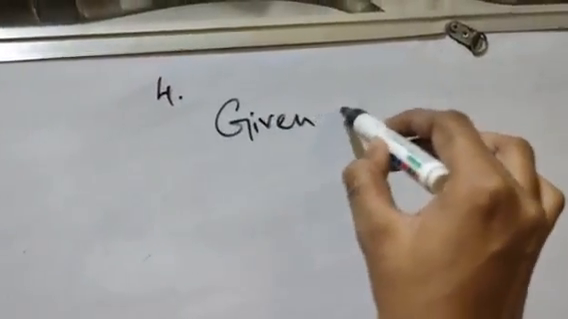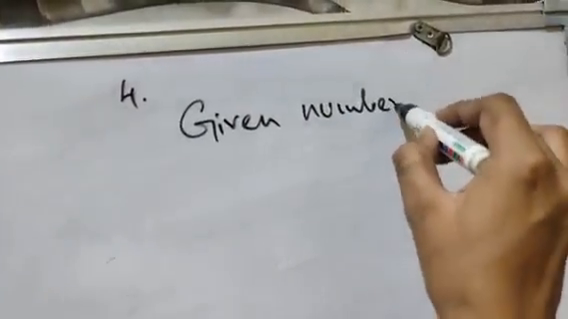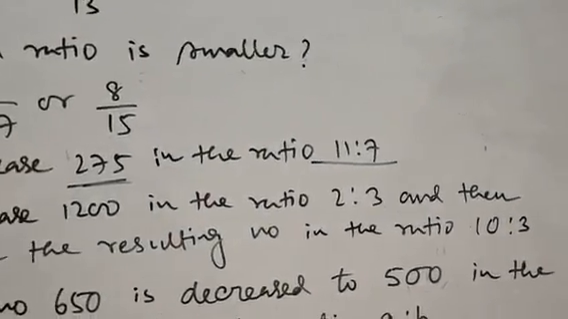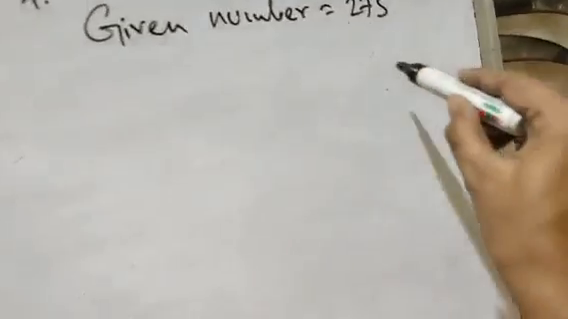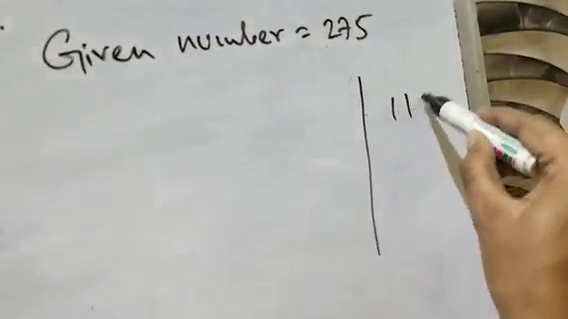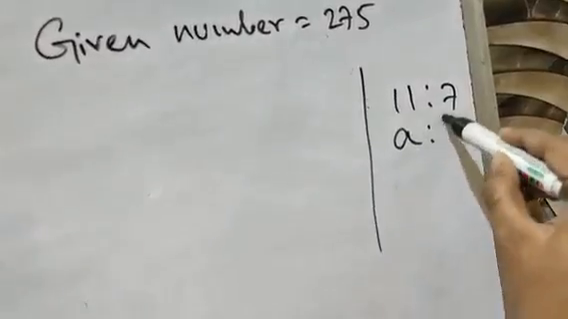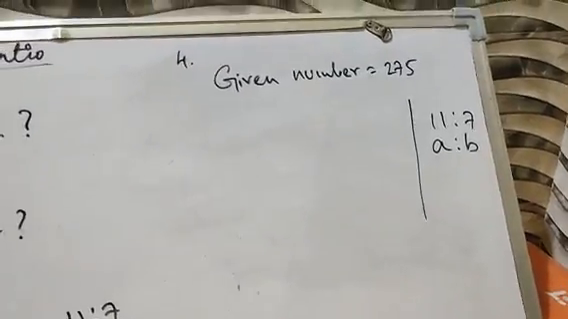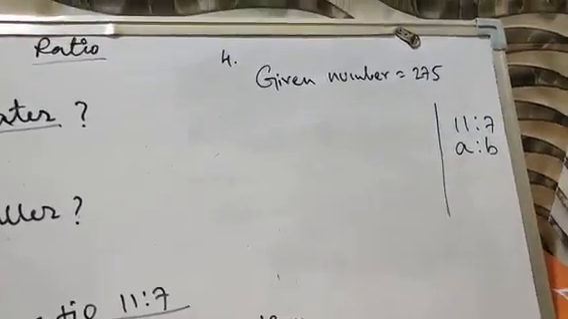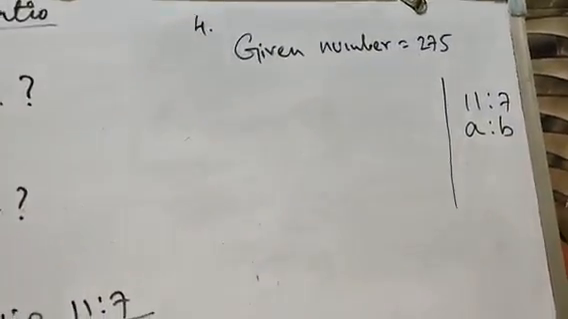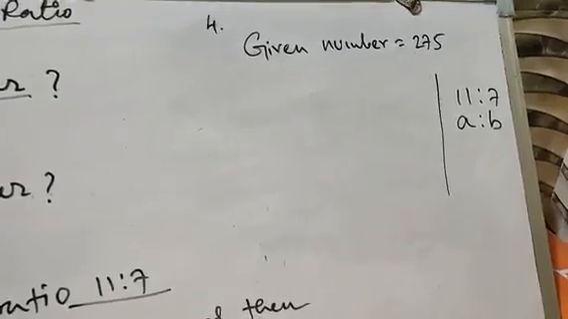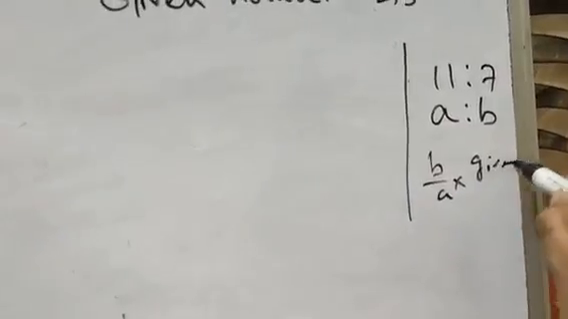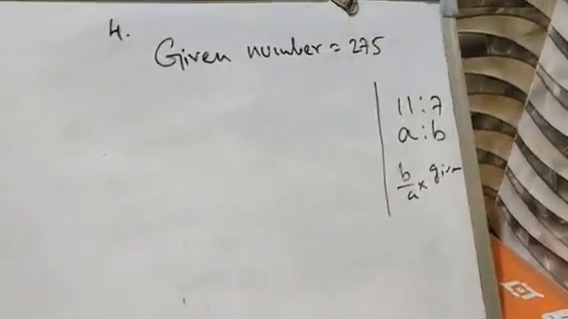Therefore, given number equals 275, and we have to decrease 275 in the ratio 11:7. So recall the formulas. 11:7 means A is to B. What was the formula of decrease? If you have a given quantity and you have to decrease it in the ratio A is to B, then the formula was B by A into given quantity. That was the formula. So we will apply this formula here.